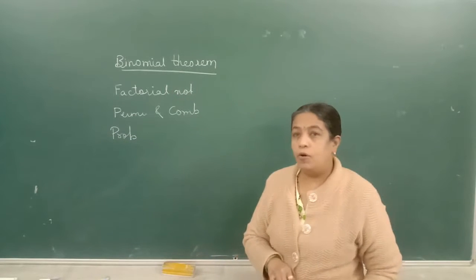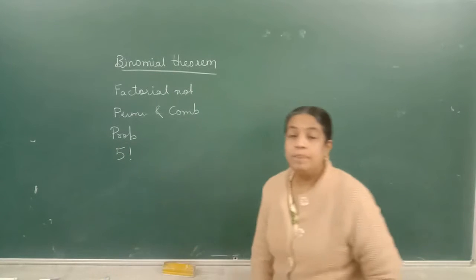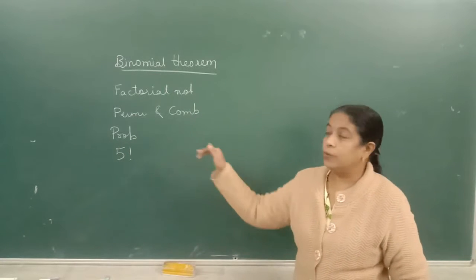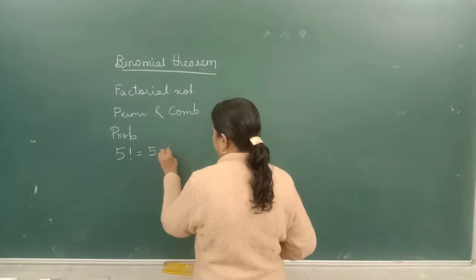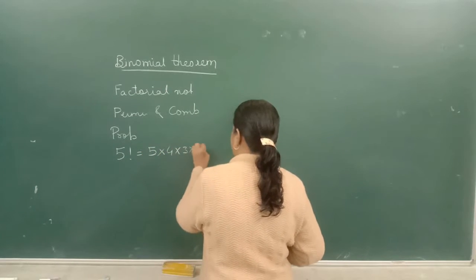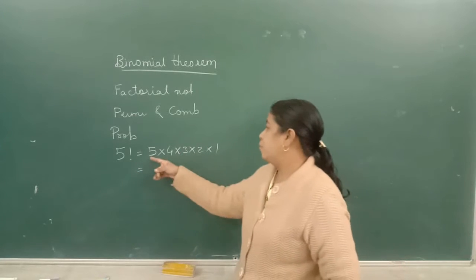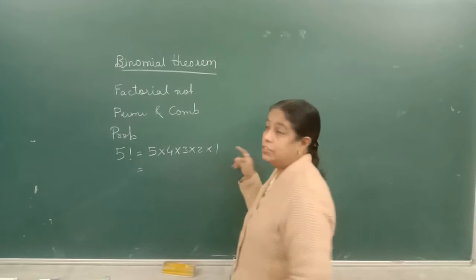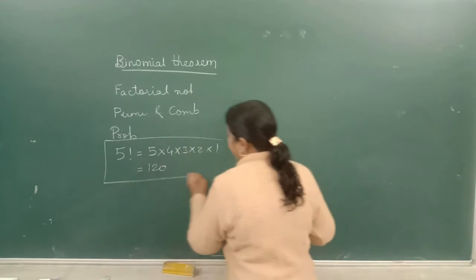Now factorial 5. Suppose we want to find the value of factorial 5. You very well know how to find it: 5 into 4 into 3 into 2 into 1. You just multiply this. 5 4s are 20, 20 3s are 60, 60 2s are 120. So that is the value of factorial 5.